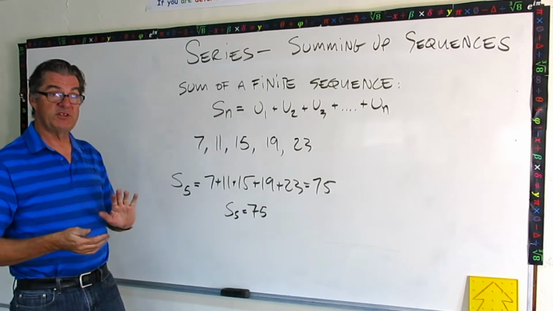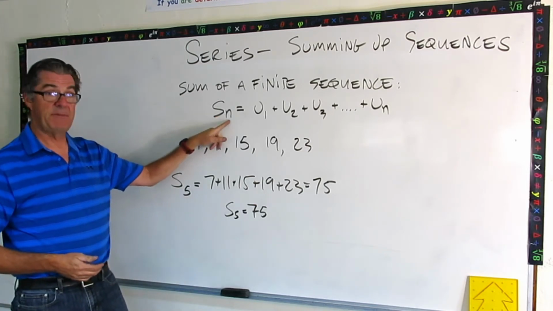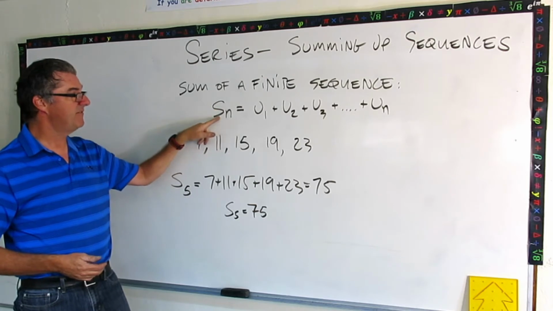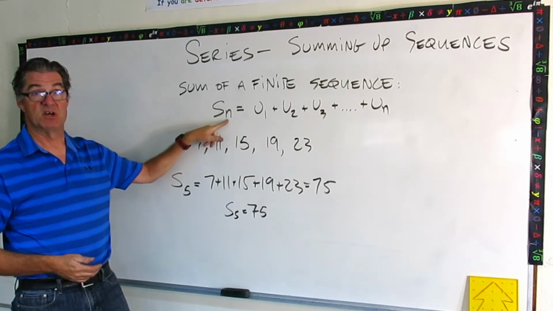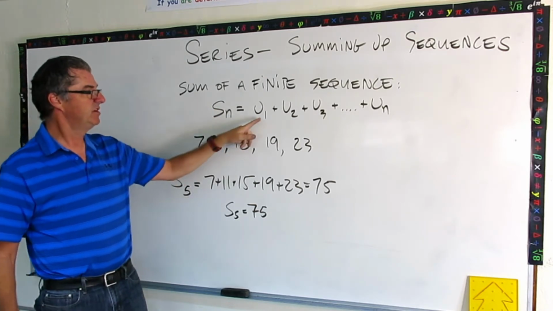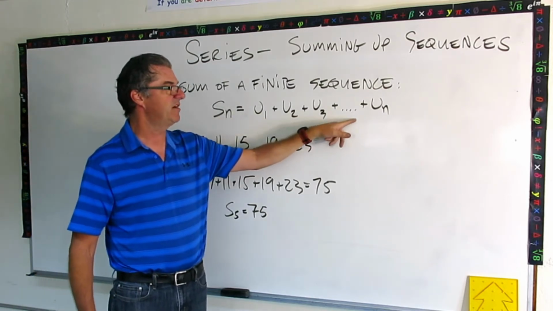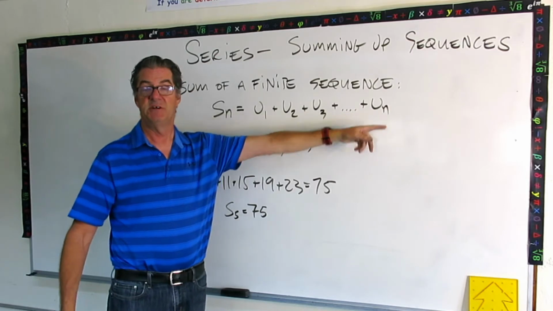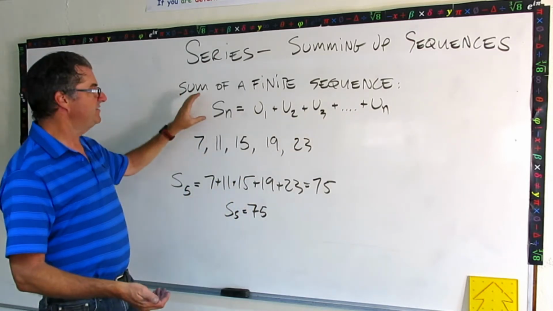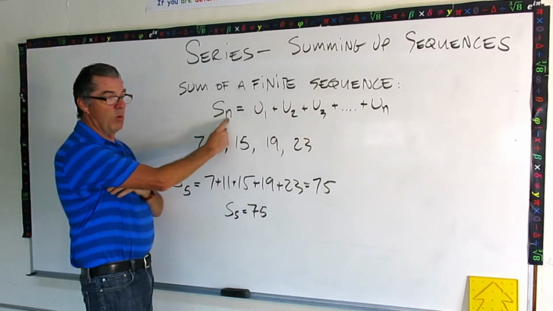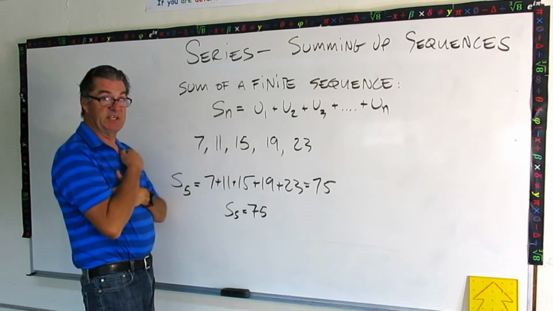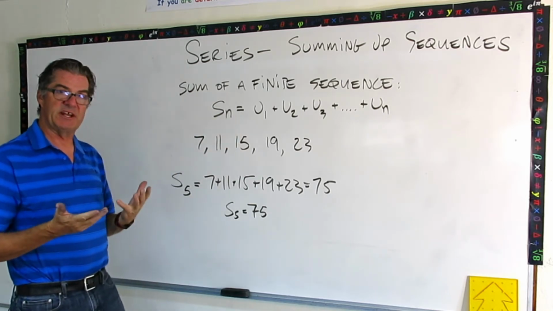Okay, so a little notation. S sub n means the sum of a sequence with n members. And what that's really going to be is just u1, the first term, plus the second term, plus the third term, plus dot, dot, dot, all the way up to the nth term. So there's your notation. Sn is the sum of n members of the sequence. Okay? So let's take a look at a simple one here.